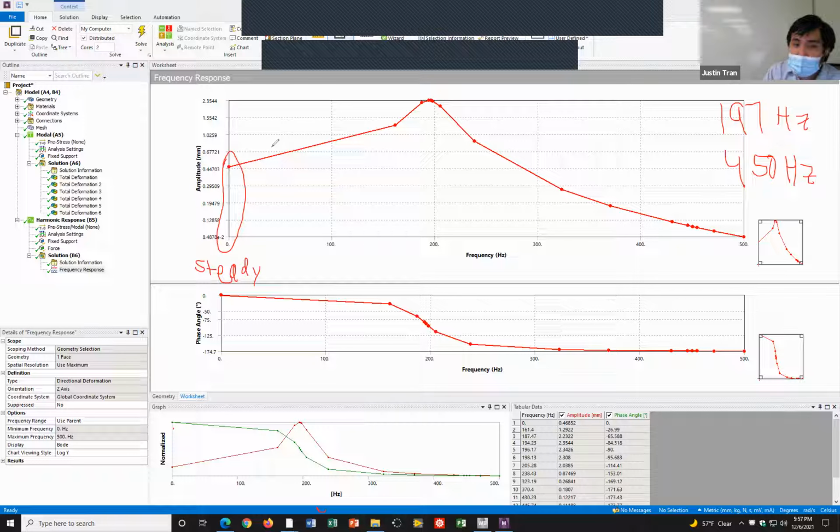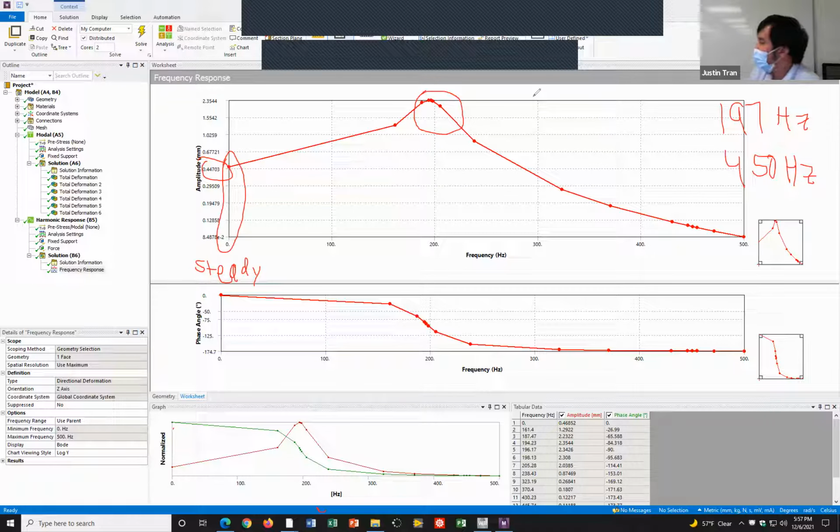And so when we have a steady case, when the force is just being applied with no oscillation, so this is just a single force in the z direction, you can see that we get a deformation of about 0.45 millimeters. Okay. And so that makes sense, right? Because we're applying the force statically, the structure is going to respond, and it responds with a deformation of 0.45 millimeters. Okay. All right, so that's the first thing that we're going to look at.